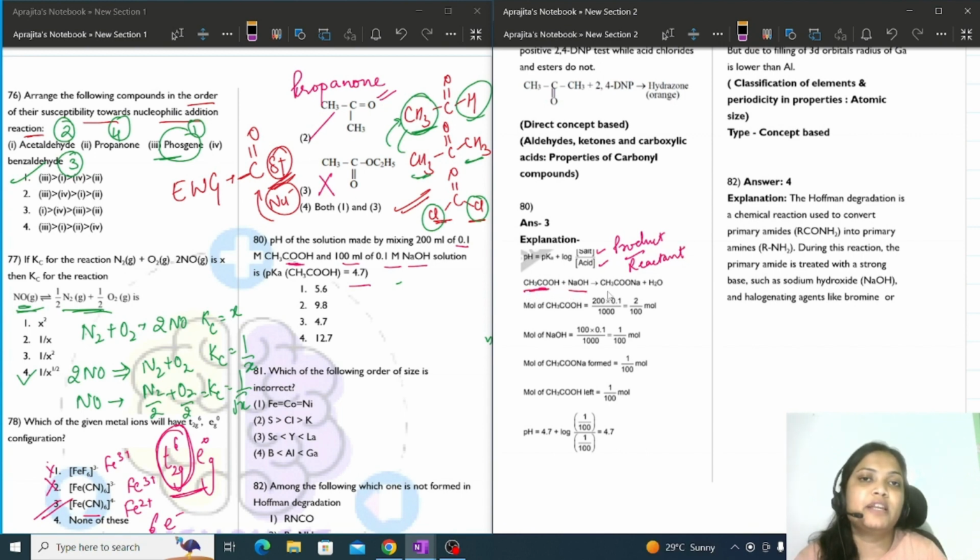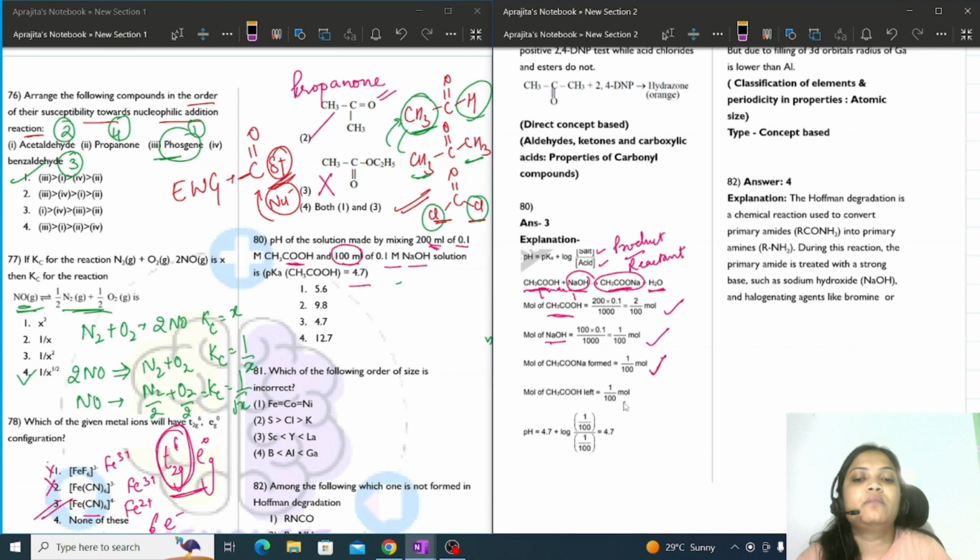CH3COOH plus NaOH gives sodium acetate plus water. Now if we find the number of moles, because the molarity and the volume are given, it will be 2 by 100 for acetic acid. For NaOH, it's 1 upon 100. Here 1 mole of NaOH reacts with 1 mole of acetic acid and gives 1 mole of sodium acetate. So the number of moles of sodium acetate formed would be 1 upon 100, since NaOH is the limiting reagent.